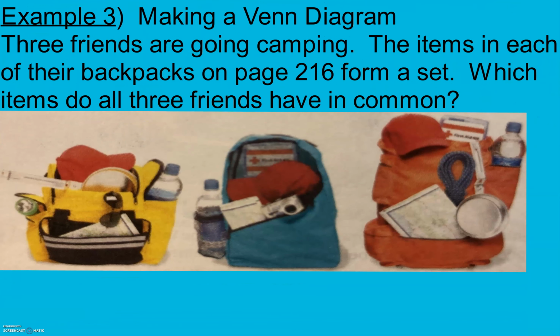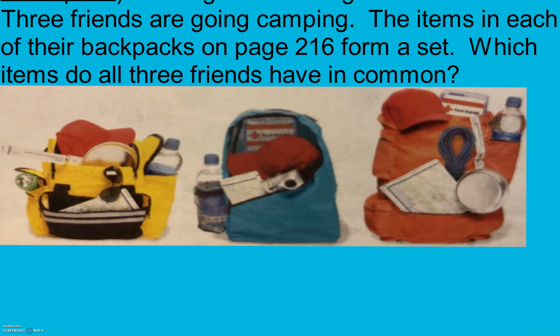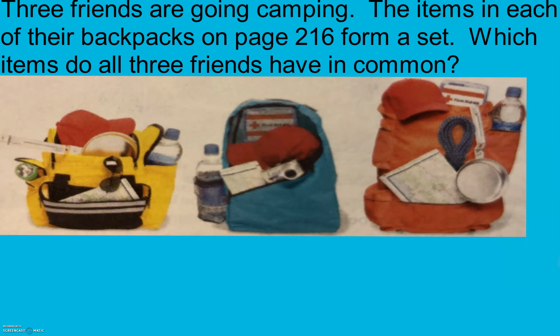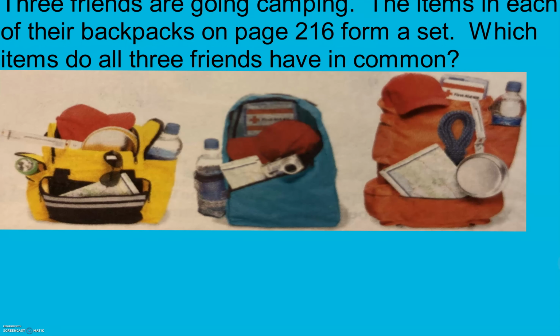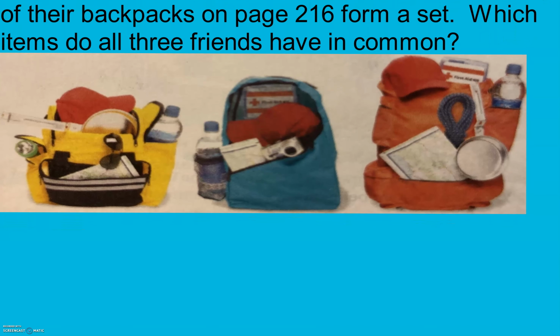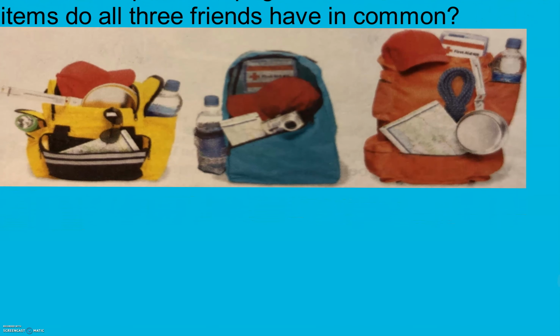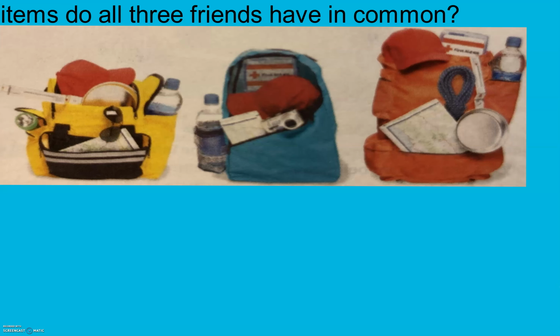Three friends are going camping. The items in each of their backpacks on page 216 form a set. Which items do all three friends have in common? I put these pictures of the backpacks here, but if you look on page 216 in your book, it's a lot better picture there. So the first thing I'm going to do is come up with a set for each.